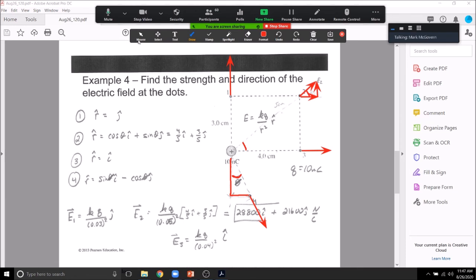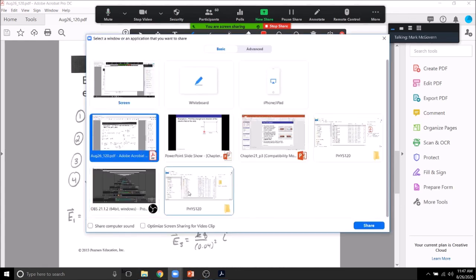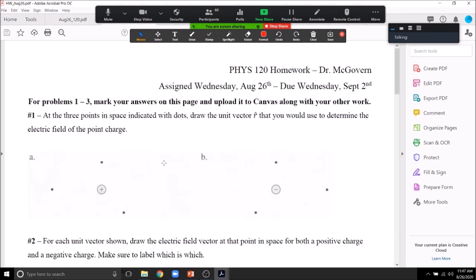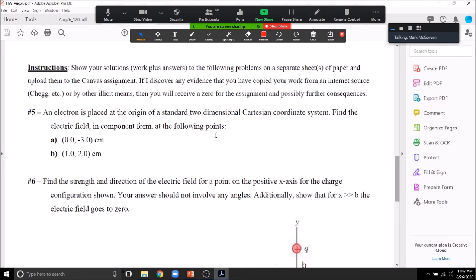In your homework, let me look for it here. I'm going to post it later. What's the date today? The 26th? So you're going to be doing a bunch of r hat stuff here. And then at some point you get down to number 5.